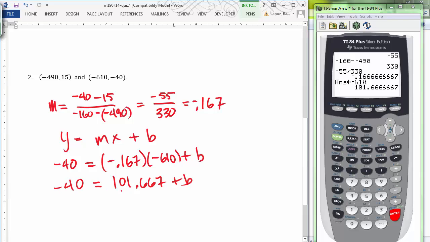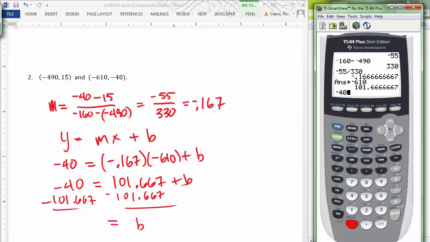And then we'll subtract this on both sides, and then I'll get b on one side, and that's equal to this number. So I need negative 40 minus 101.667, and I get negative 141.667.